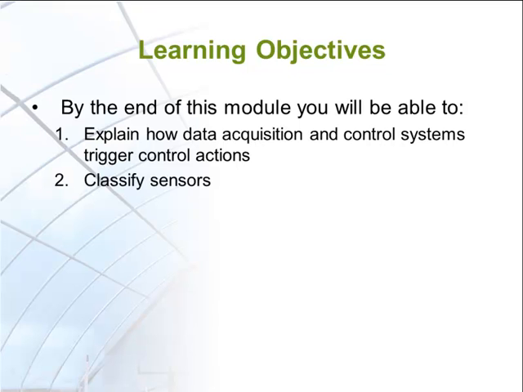The second objective is to classify sensors. The classification is from the power requirement perspective and from whether they are absolute or relative. Some sensors require an external power source to operate, others do not. Some sensors require a reference to make their readings useful, others do not.